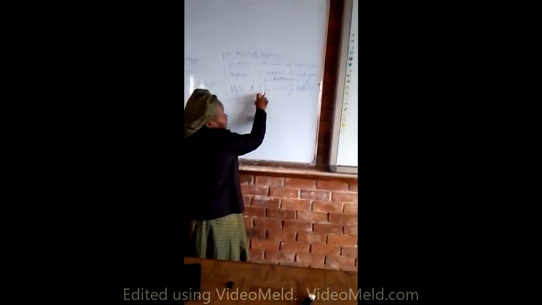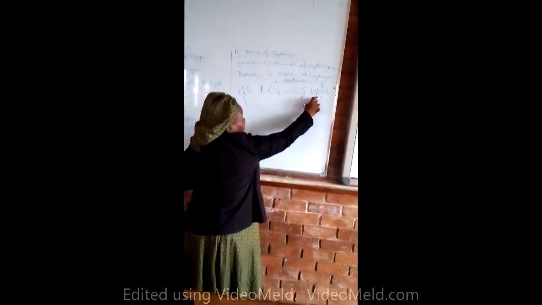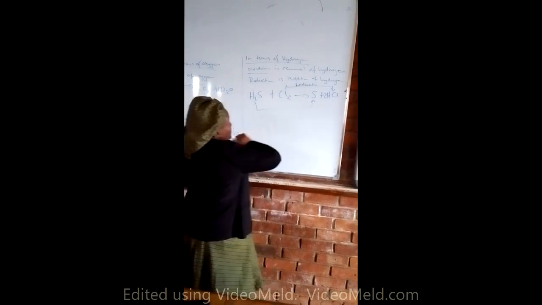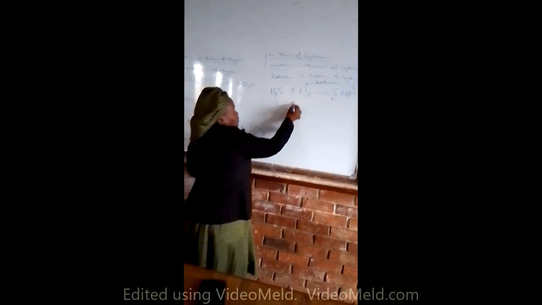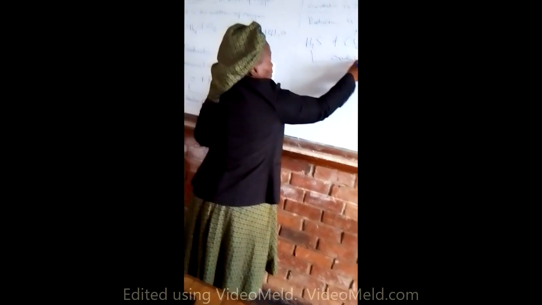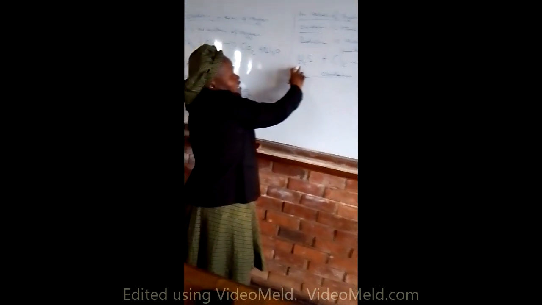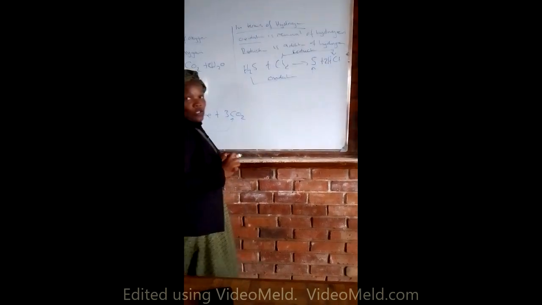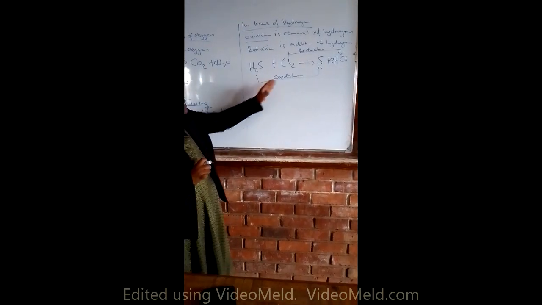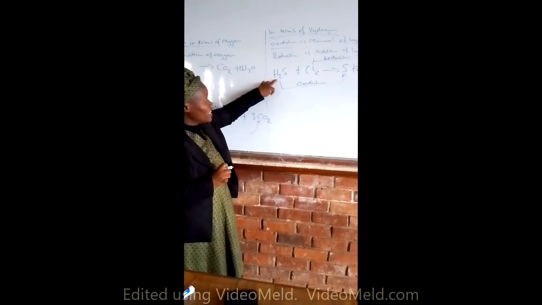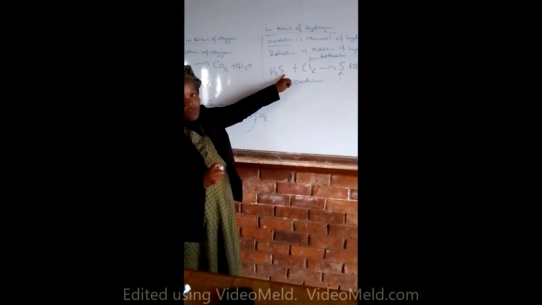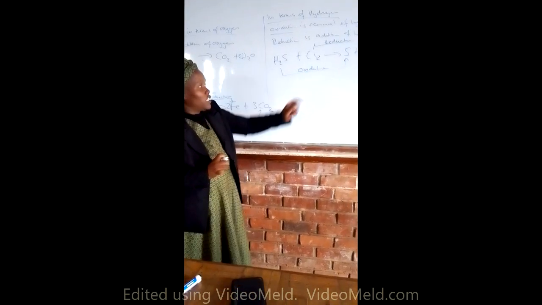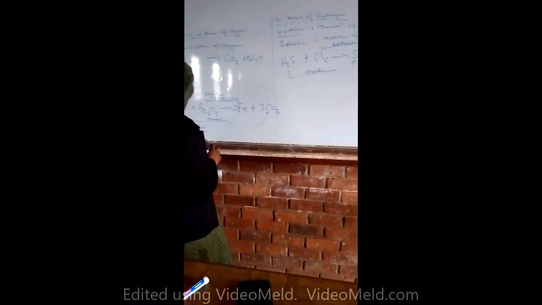Hydrogen has been added to chlorine. You can see the hydrogen here. It has been added. And here this is oxidation. The hydrogen here has been removed from the sulfur so that it will now get the sulfur on its own. So this is an oxidation reaction because hydrogen is being removed from the sulfur. Oxidation.